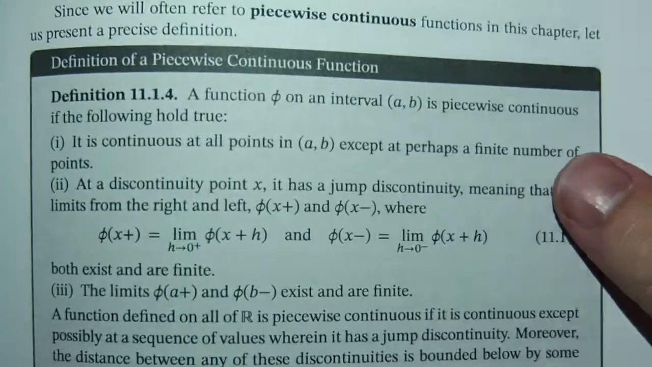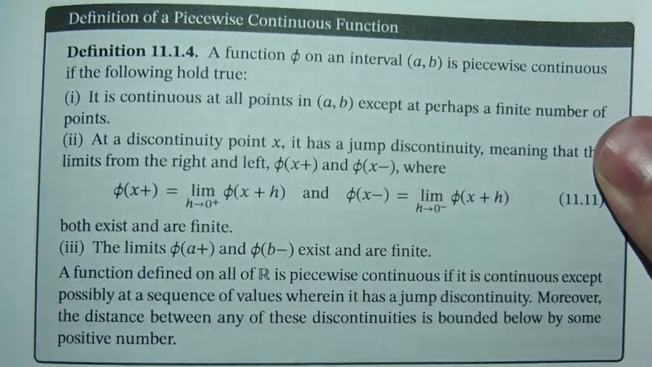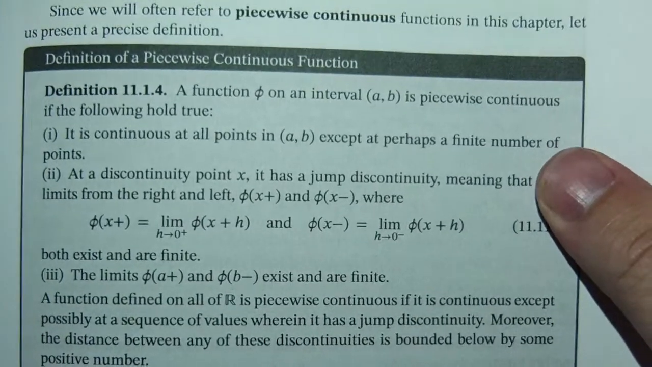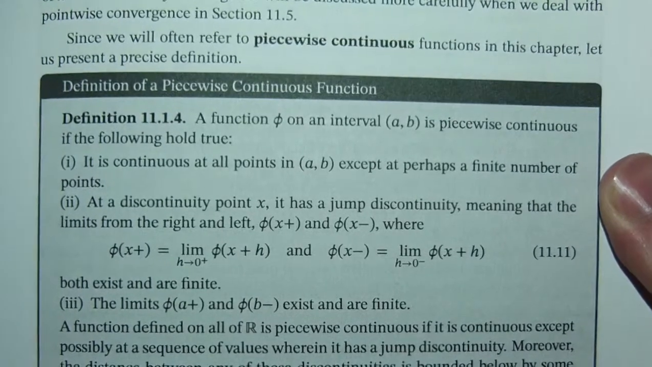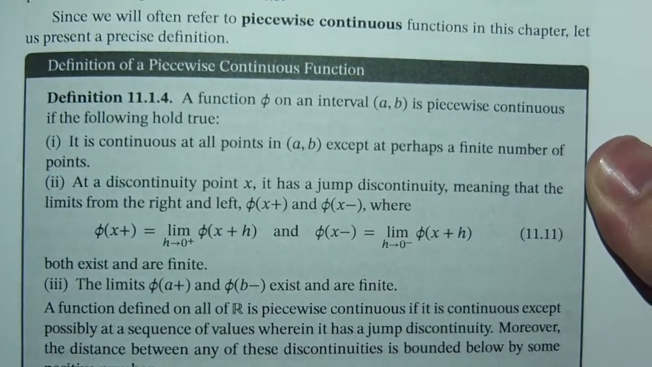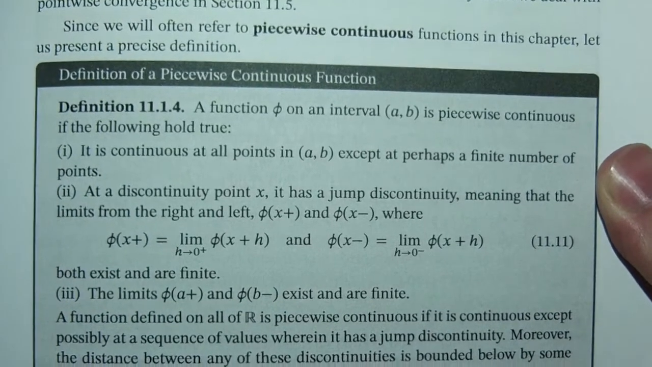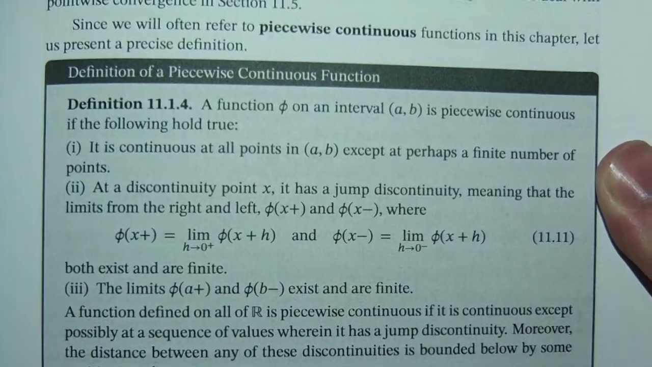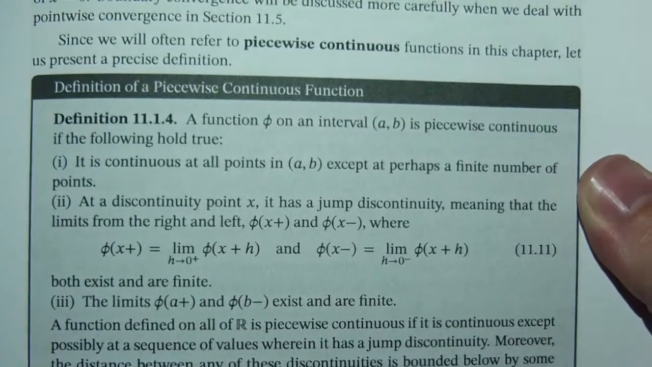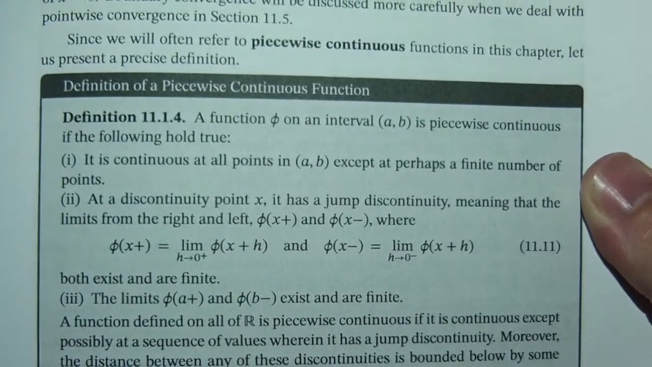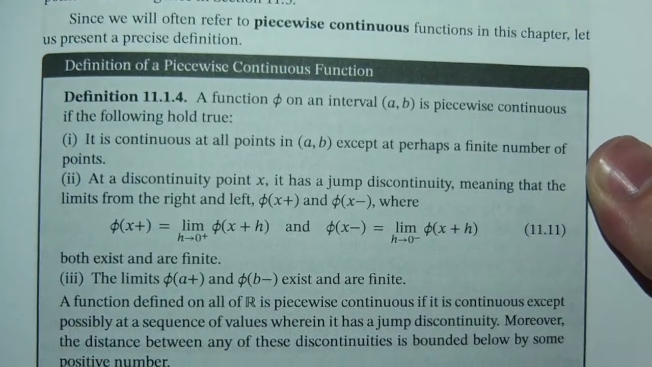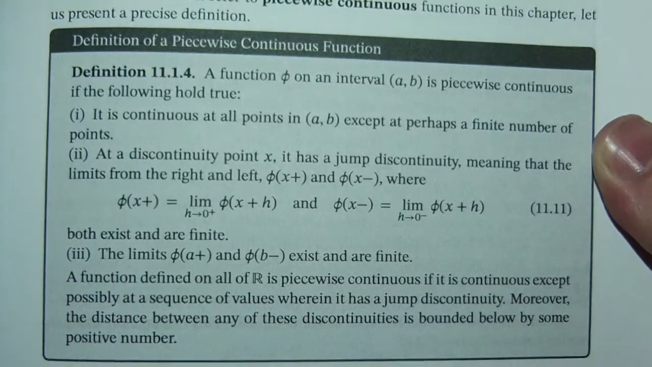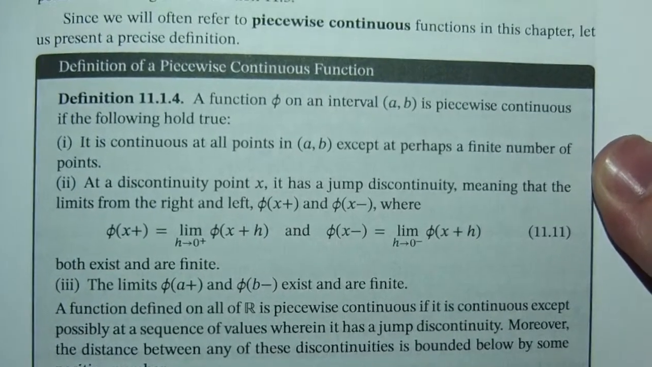So here we go. Here's our definition of a piecewise continuous function. A function phi on an interval a to b is piecewise continuous if the following hold true. 1, it's continuous at all points in (a, b) except perhaps at a finite number of points. 2, at a discontinuity point x, it has a jump discontinuity, meaning that the limits from the left and right, phi of x plus and phi of x minus, the limits coming from the right and coming from the left, both exist and are finite.